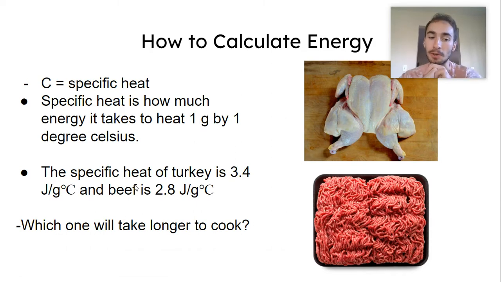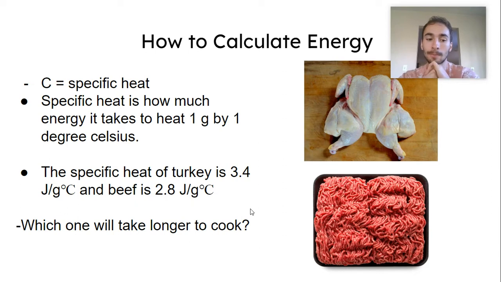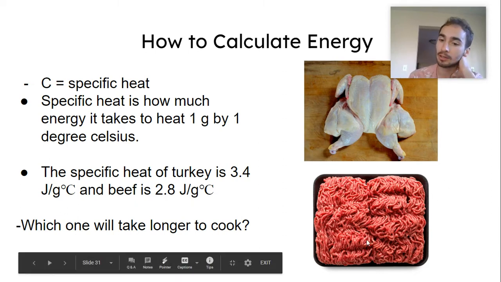Next, I have a question for you. Let's say the specific heat of turkey is 3.4 joules per gram per degree. So turkey is just 3.4, but beef is 2.8 joules per gram per degree. Now I want you to think, based on those two specific heats, which one will take longer to cook? If you cooked before, you may know this already. Think about it for a sec.